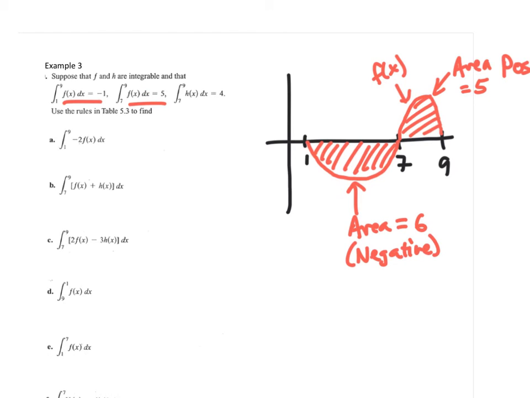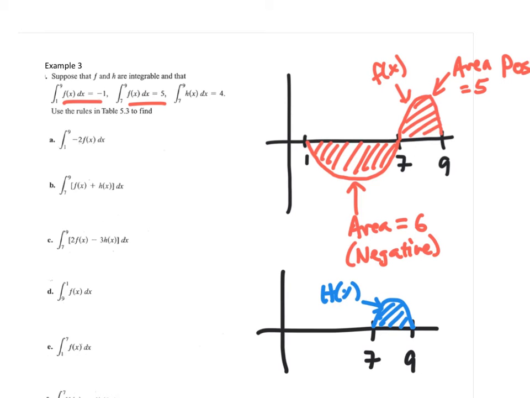Okay? Now, the other one that I'm going to do is the one for h of x. So I'm going to draw that function. And we're only given the information from 7 to 9. So from 7 to 9, and I'm just going to draw a quick little graph here. And I'm going to call this h of x. And I'm going to say that the area here is equal to 4. Okay, so we need to be able to draw a picture, all right?